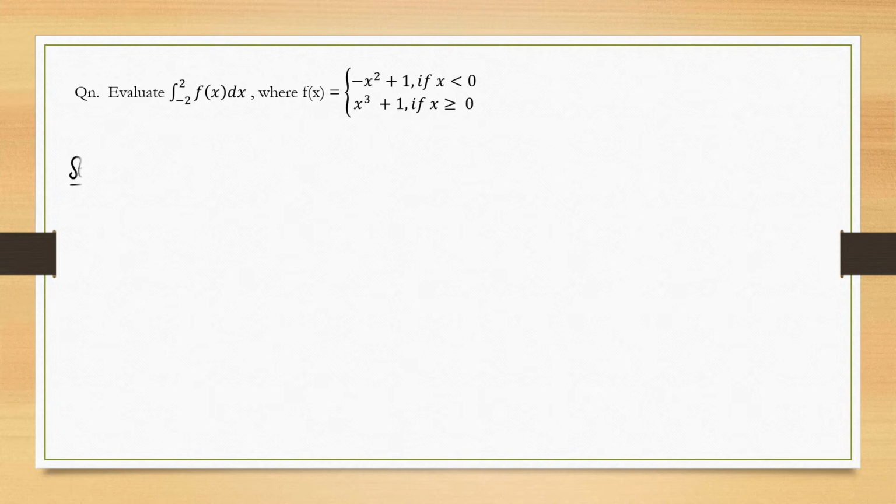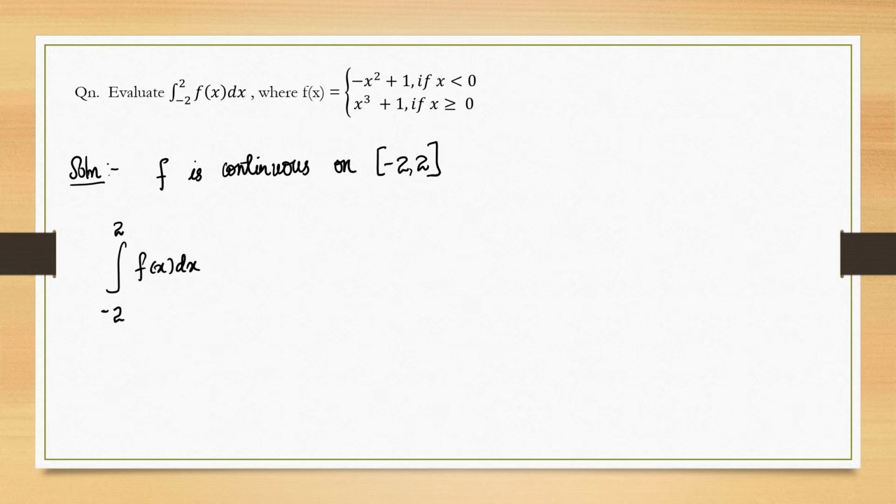Now let us solve this problem. Both functions used here to define f of x are polynomials, hence they are continuous on the respective intervals. Thus we can say that f is continuous on closed interval minus 2, 2, which is our interval of integration. Now since the function f of x is defined using two different rules in the intervals minus infinity to 0 and 0 to infinity, we split our integration accordingly.